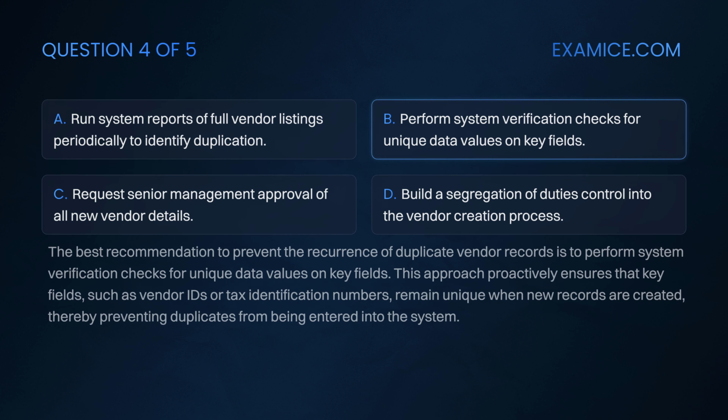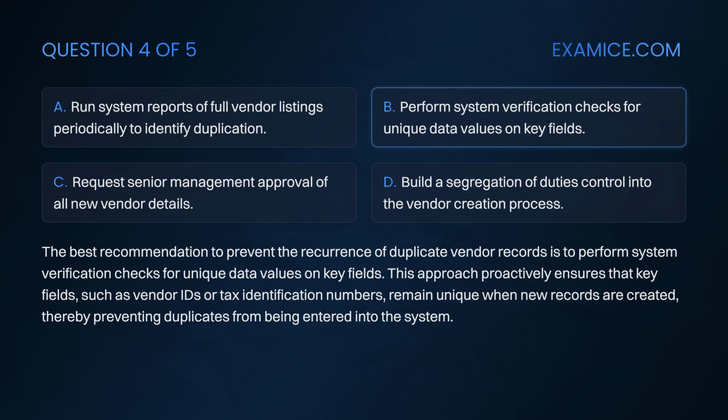The best recommendation to prevent the recurrence of duplicate vendor records is to perform system verification checks for unique data values on key fields. This approach proactively ensures that key fields, such as vendor IDs or tax identification numbers, remain unique when new records are created, thereby preventing duplicates from being entered into the system.